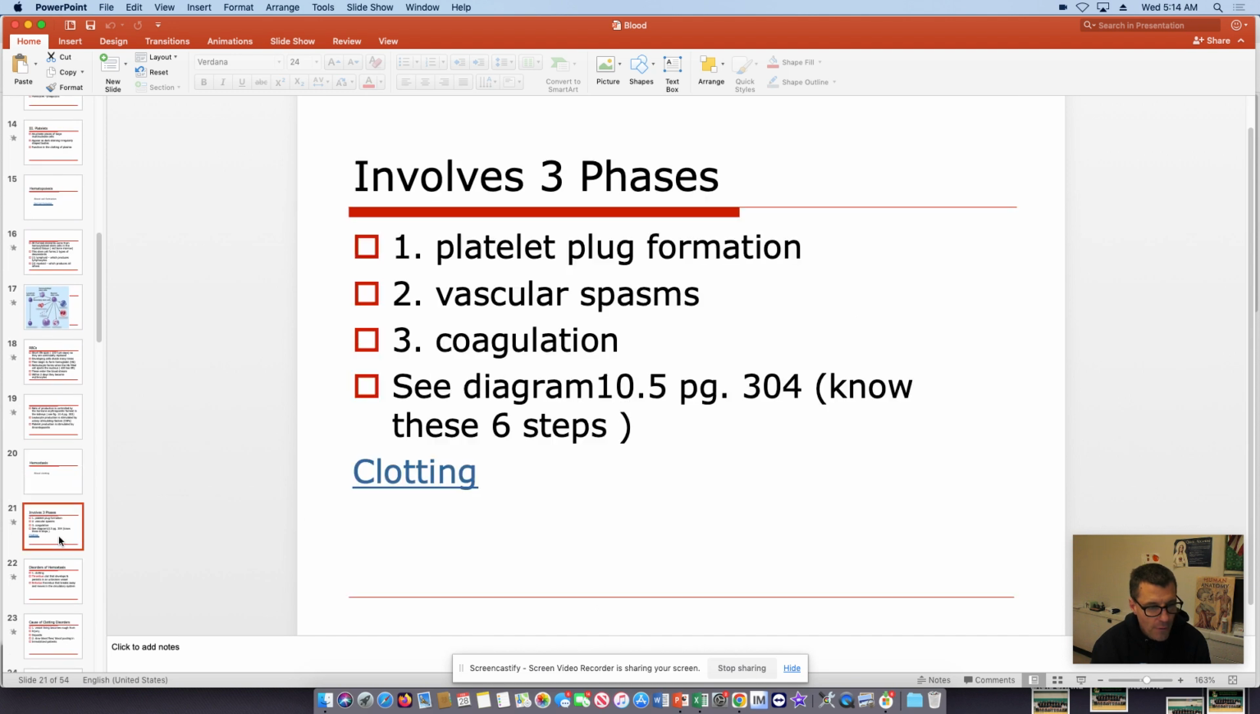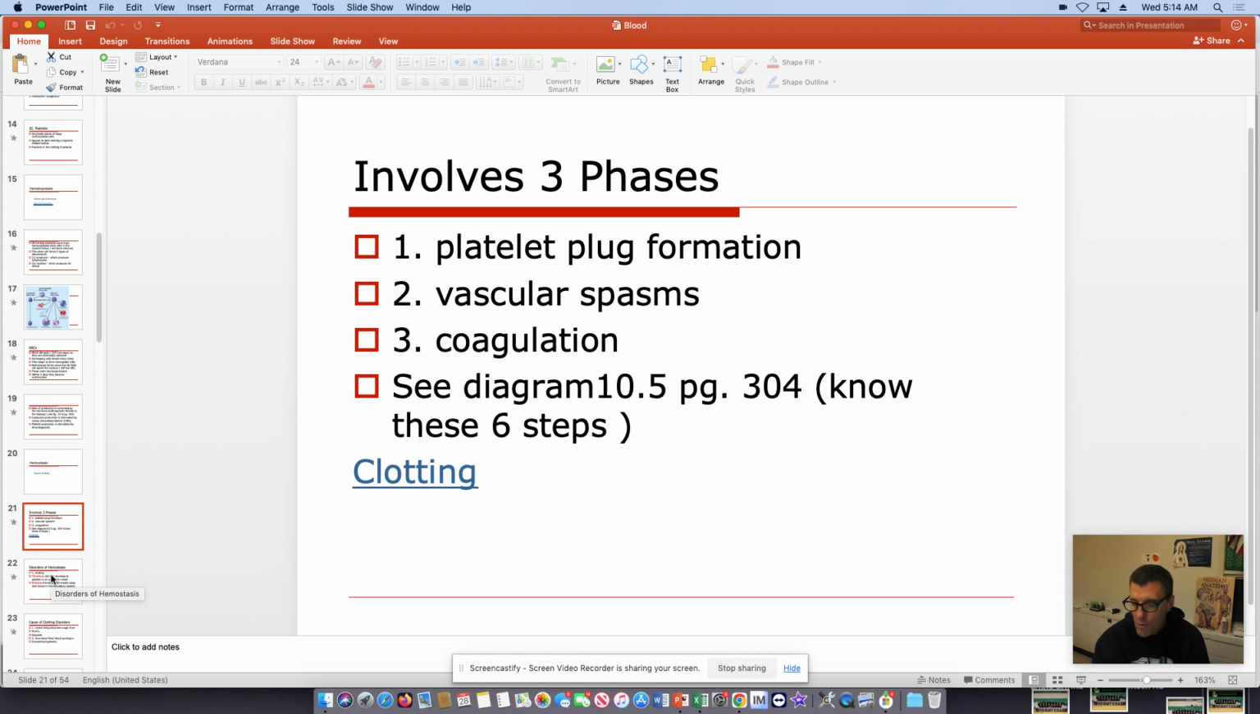And there are 3 parts of that. A platelet plug is formed, and then there are vascular spasms, meaning that the vessel is kind of flexing, and then coagulation, which is that kind of a clumping up, and that's on page 304, which shows that clotting.